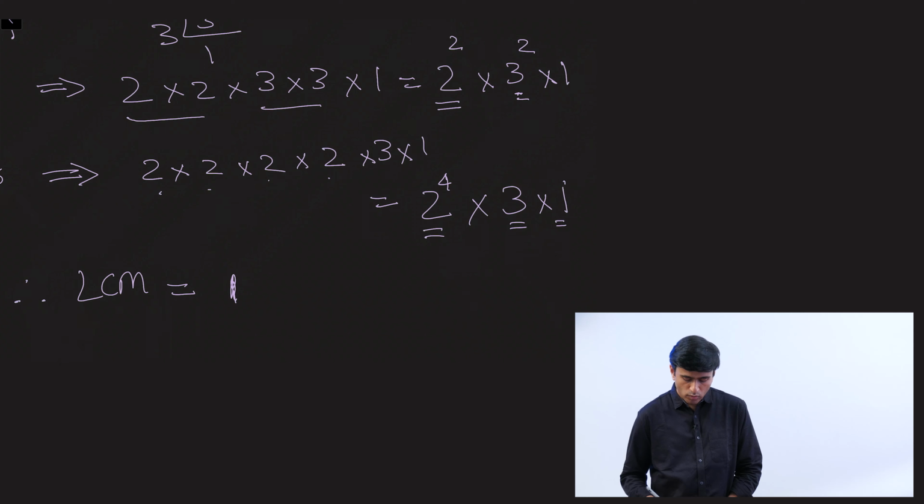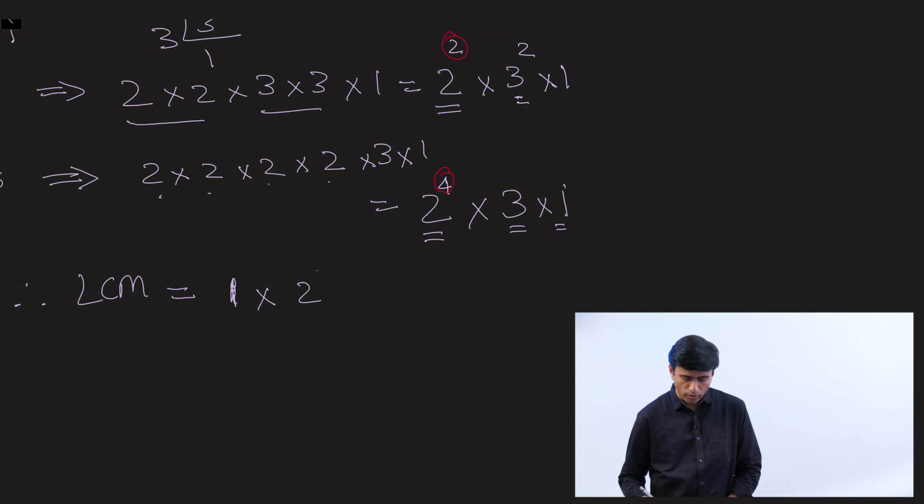We have 1. What is the highest power of 1? It's 1. What about for 2? What is the highest power for 2? We have 4 and 2. Which is the highest power? It's 4. So we write it as 2 to the power of 4. Remember, we are taking all the factors but only their highest powers. So we are done with factor 1. We are done with factor 2. Now let's look at factor 3.